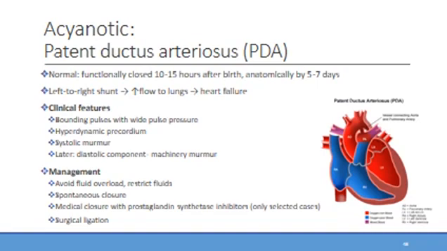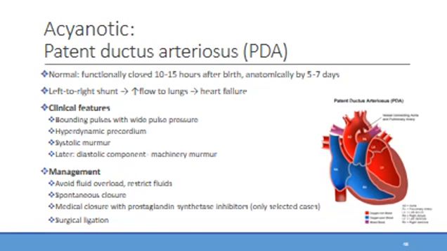The clinical features in a baby with a PDA are typically bounding pulses with a wide pulse pressure, as seen by a blood pressure where the systolic and the diastolic readings are wide apart. There can be a hyperdynamic precordium, and the systolic murmur is usually ejection systolic in the preterm infant. Later, a diastolic component can develop as blood is moving to and fro through the PDA, and this gives the machinery type murmur.